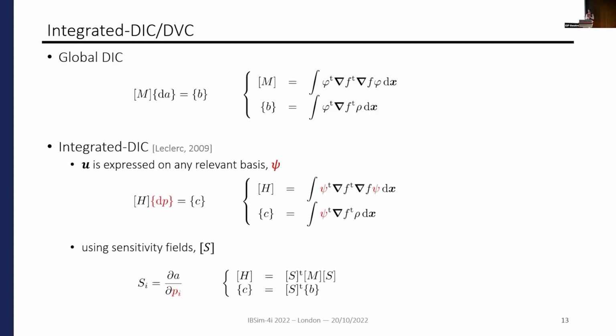So what we do is that we can use a kind of mathematical trick, so we can express the Hessian matrix of the integrated DIC problem as a function of the Hessian matrix of the global DIC problem, passing through sensitivity fields. So sensitivity fields are typically the displacement field induced by an incremental change of a parameter inside the model. So just the partial derivative, which can easily be computed numerically, taking the difference between two finite element simulations.